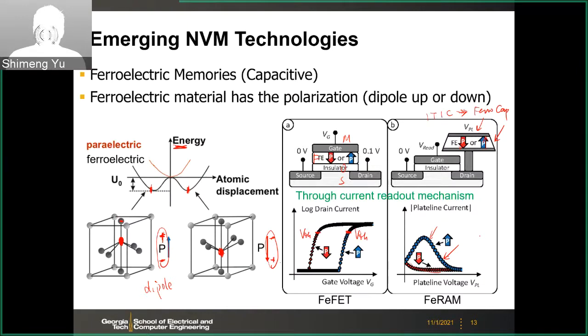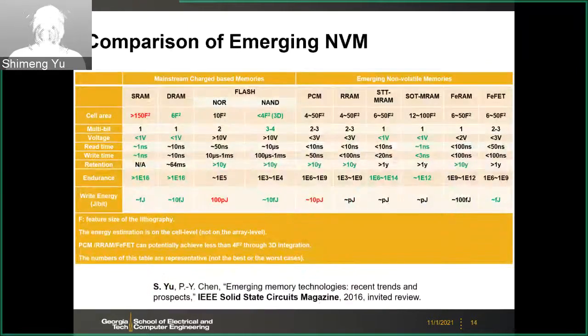Okay, so those are the overview of the emerging technologies. And then here, this is a table to compare the metrics for different technologies. And we need to understand this table. Here, those numbers are representative, not necessarily the best number or the worst number in the literature. Those are the typical numbers.